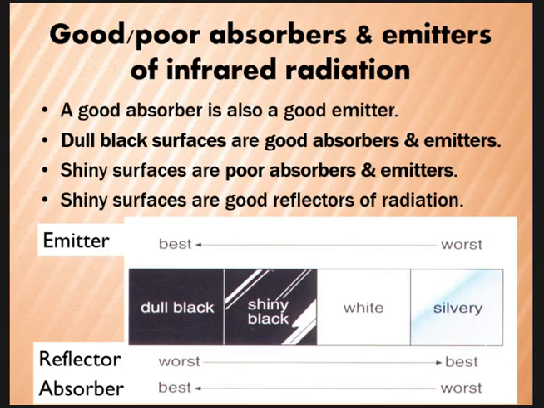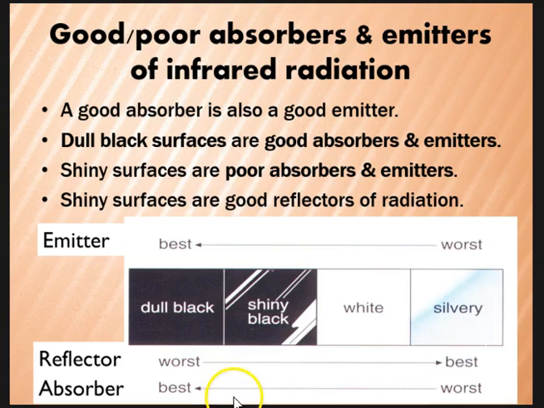So in summary, a good absorber is also a good emitter of radiation. And dull black surfaces are very good absorbers and emitters compared to shiny surfaces. Shiny surfaces are poor absorbers and emitters of radiation compared to dull black surfaces. We also know that shiny surfaces are good reflectors of radiation, while dull black surfaces are poor reflectors. At this point, I would like to point out that reflecting heat is different from emitting heat, so do not mix up these two properties of a shiny surface.